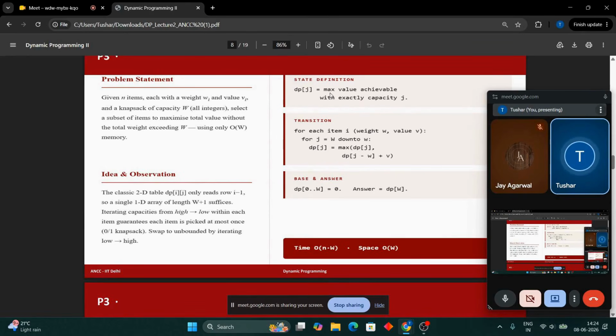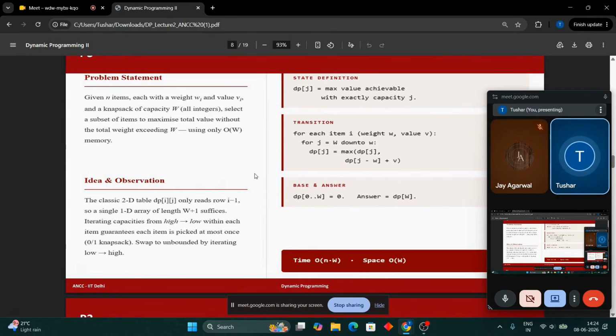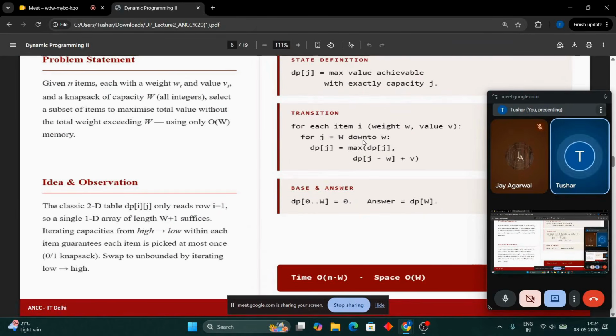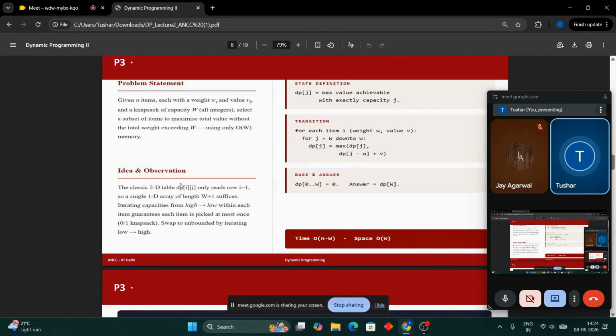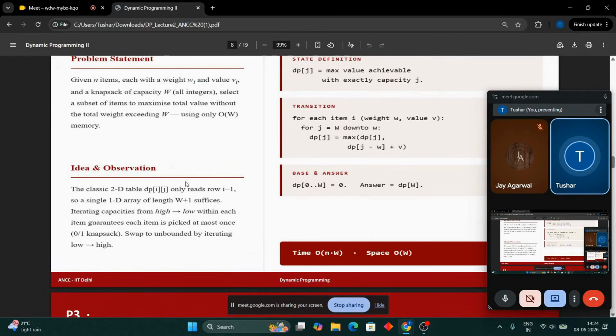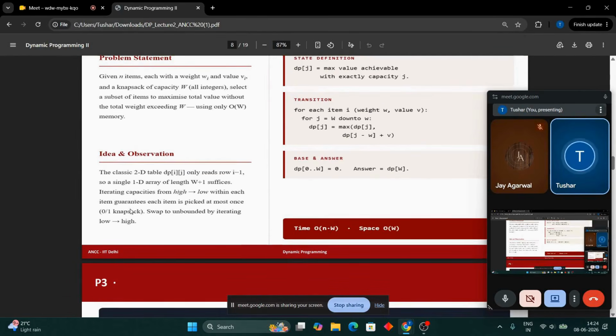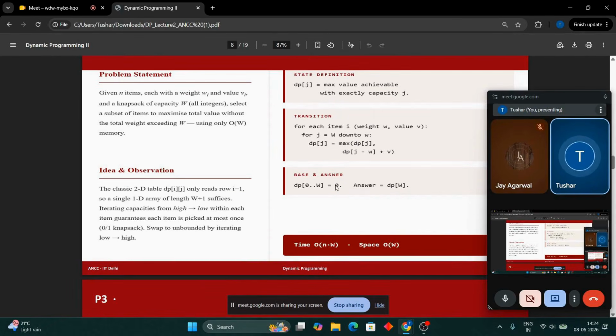The state is that dp[j] is the maximum value achievable with exactly the capacity j, and while doing the transition, we have to take care that we do the transition backwards, from the weight capital W down to small w. Otherwise, we'll do the wrong transition, because dp[j] depends on dp[j minus w]. So we should not have updated that state before we are updating this state, because we are not maintaining the first dimension. That's the only thing we have to take care of while doing the space optimization. The base case is that the maximum value achievable is 0 for all the states, and the answer is dp[W].